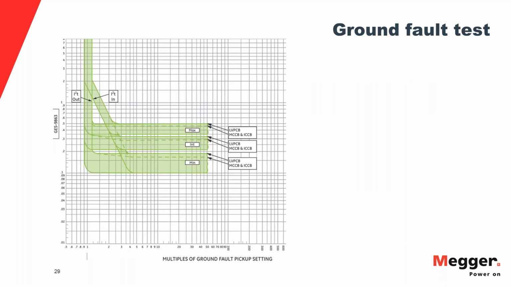So let's look at the time current curve for a ground fault test for the same trip unit. You again have two responses here, I square T in and I square T out. In I square T out, just as in the short time test, you have three bands: max, int, and min. Max has the highest trip time limits, min has the lowest trip time limits.